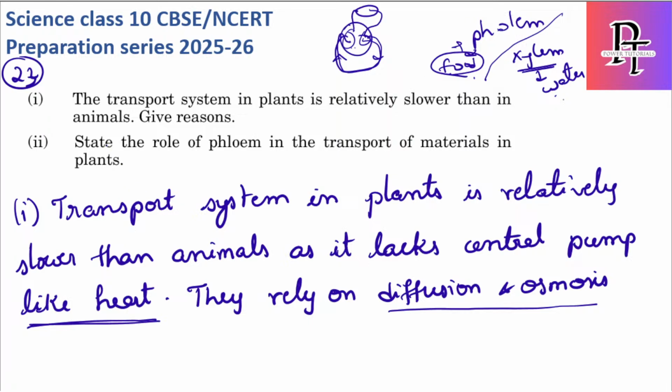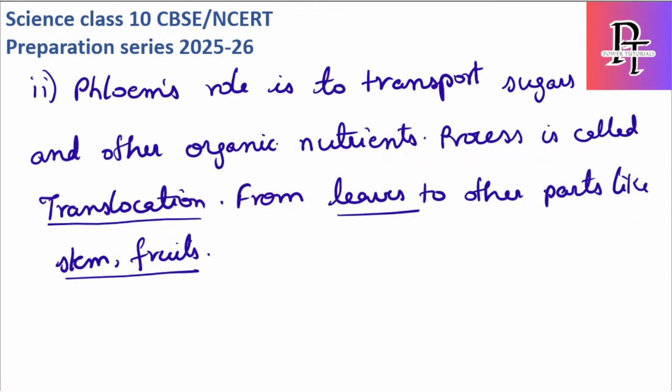Okay, let's see the second question: state the role of phloem. I already told you about phloem. What is the role of phloem? It transports food and other organic nutrients. Phloem transports sugar and other organic nutrients, which are created by photosynthesis. The food is created in the leaves, which have green pigments, with chloroplast and chlorophyll inside them.